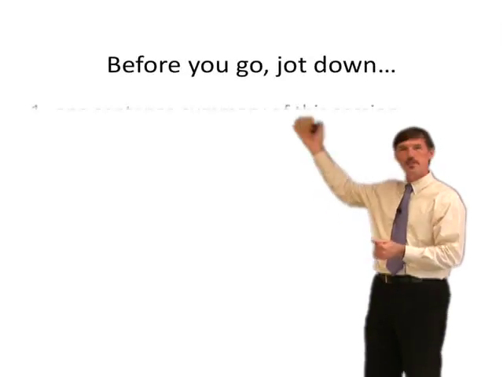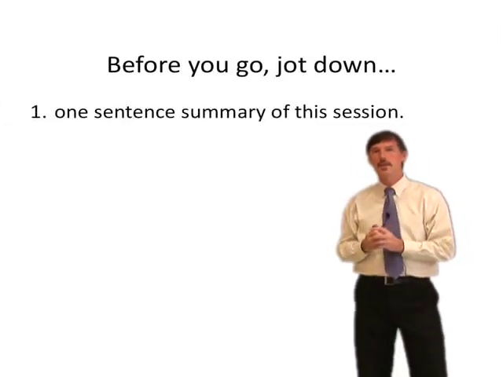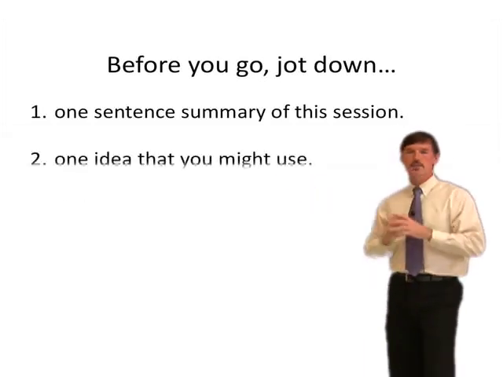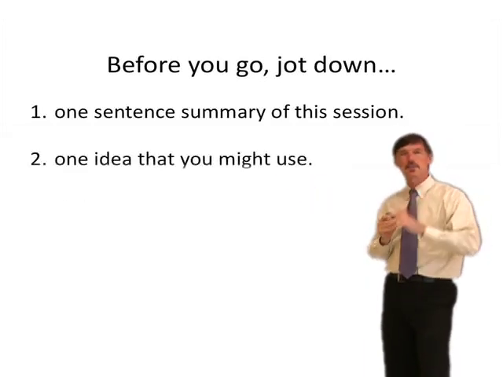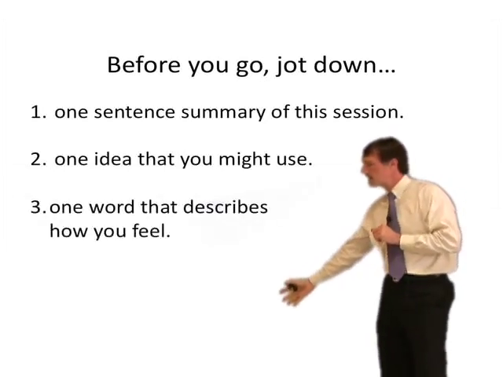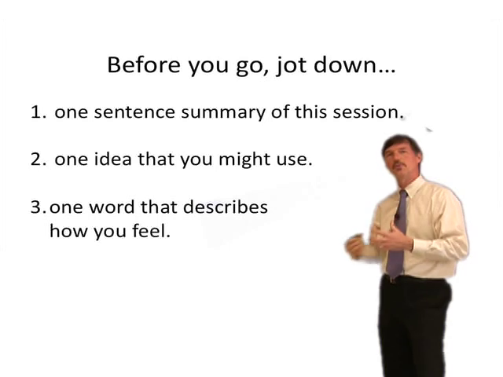Well, that summarizes the Wiggins and McTighe model very briefly. Before you go, if you can, please go ahead and summarize in one sentence what you learned. Secondarily, go ahead and jot down just one idea. Hopefully there's at least one that you can use in your class. And then finally, go ahead and jot down that one word for how you feel right now.